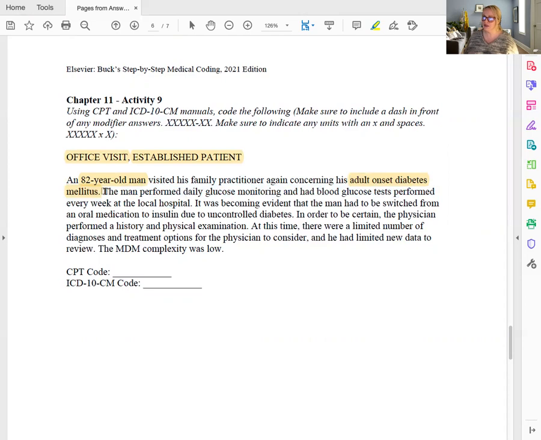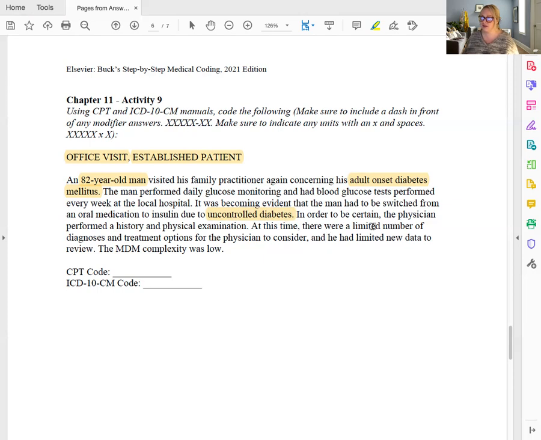He performed the patient glucose monitoring and had blood glucose tests performed every week at the local hospital. So this is all history about him, not services that we're talking about doing or even that we reviewed. According to this note, this is just detail of what he's done in the past. It was becoming evident that the man had to be switched from an oral medication to insulin due to uncontrolled diabetes. Again, I see this term here, but that doesn't mean that the current visit is uncontrolled. This is all part of the history.